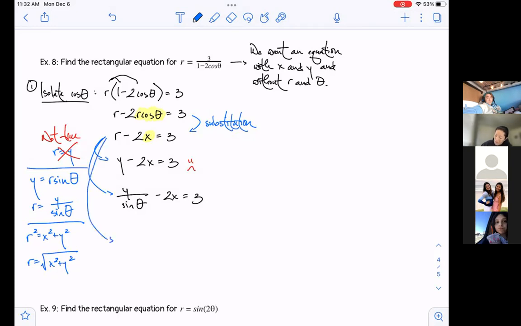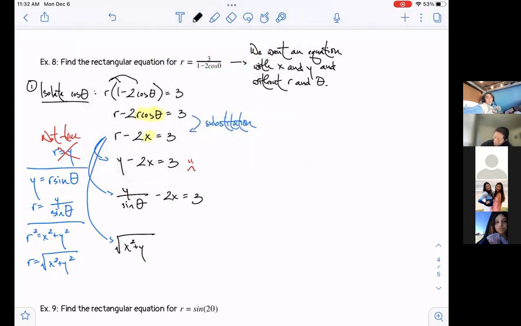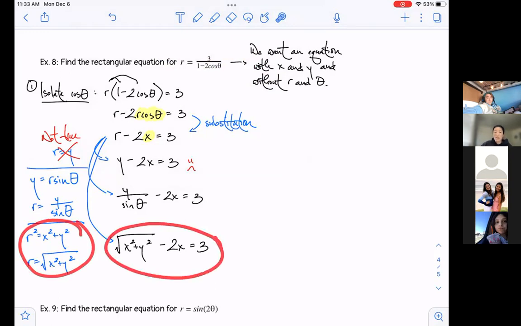Well, let's try this idea. Everywhere we see an r, we're going to put the square root of x squared plus y squared. We have the minus 2x from before equals 3. Okay. True substitution, mathematically accurate. Do we have any r's and thetas in here? I don't think so. I think we got rid of them all. Do we have an equation with only x's and y's? We sure do. It's an ugly equation, but it's an equation with x's and y's and without r's and thetas.